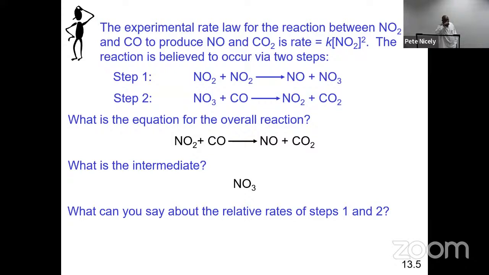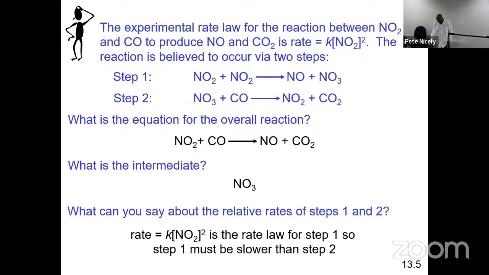Exactly. The overall rate law, as you can see here, is rate equal to k times the concentration of NO2 squared. So according to this mechanism, if this is the mechanism that explains the reaction, then the first step, which has 2 NO2 molecules, would be the slowest step and therefore the rate determining step. So step 1 would be the slowest step and step 2 would be faster, all right? So that's the answer right here.